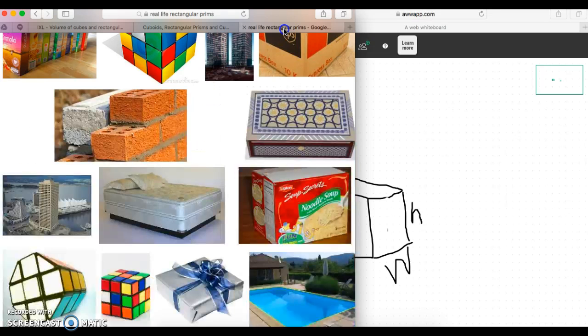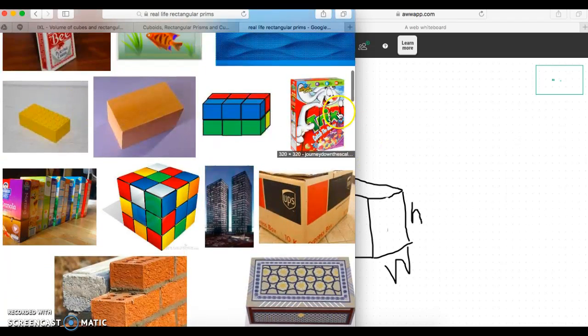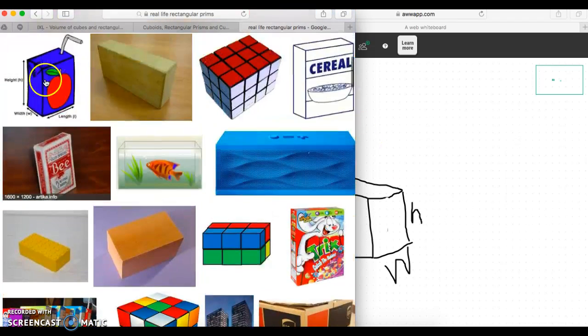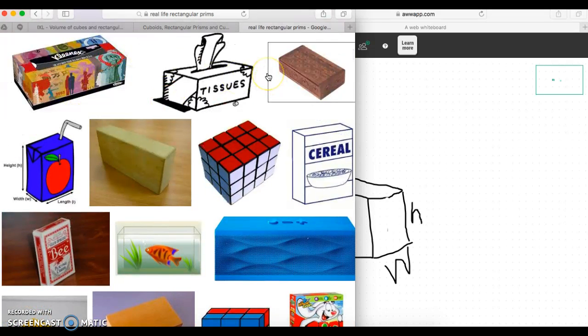Some other examples could be buildings, a box, a cereal box, a fish tank, a card box, this little speaker, a juice box, a tissue box. These are all things that have volume.